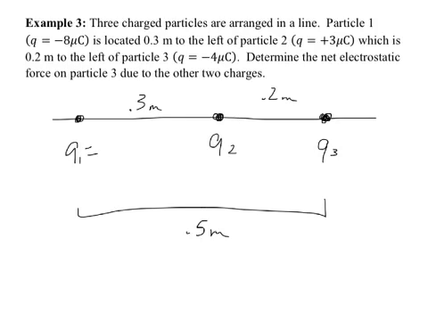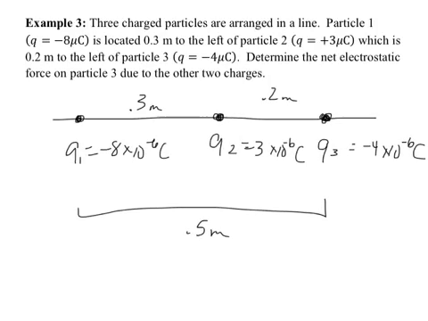We know that the charge on particle 1 is negative 8 microcoulombs, or negative 8 times 10 to the negative 6 coulombs. Charge 2 is going to be positive 3 times 10 to the negative 6 coulombs. And then charge 3 is going to be negative 4 times 10 to the negative 6 coulombs. Again, getting rid of the micro by multiplying by 10 to the negative 6 in all 3 of these cases. So Q1, Q2, and Q3 now. Now, the question becomes this. Determine the net electrostatic force on particle 3.